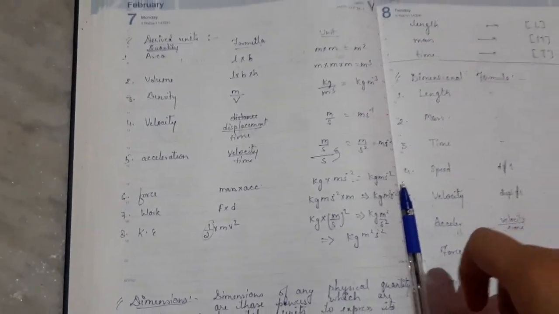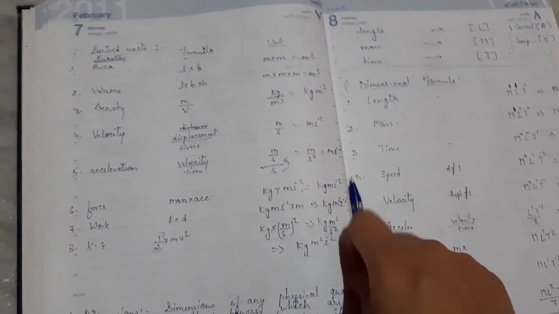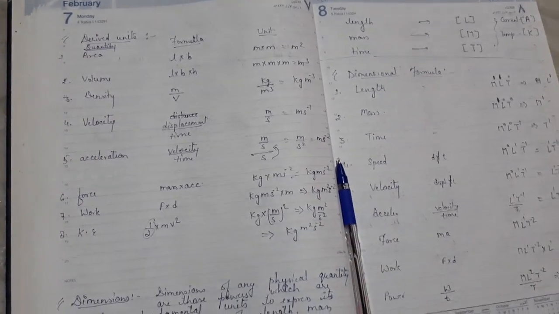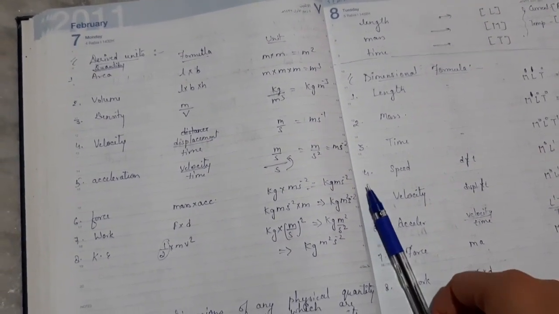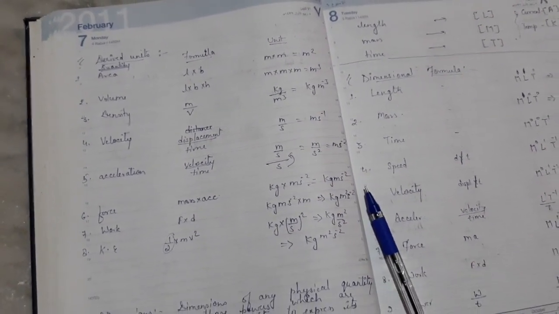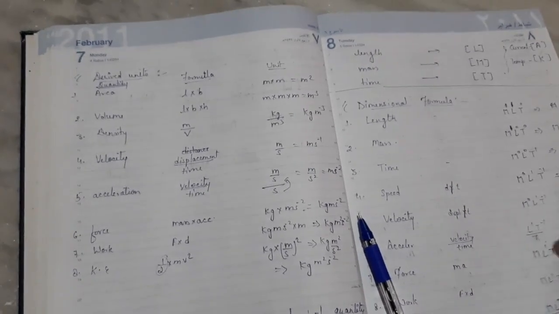Hello students, this one is the second lecture of class 11th physics. In the previous lecture we learned about units and measurements, then different types of units such as fundamental units, supplementary fundamental units, and the third one was derived units. So today we will make the derived units.